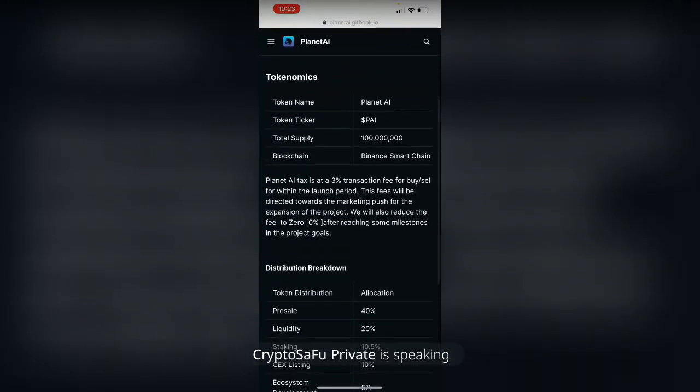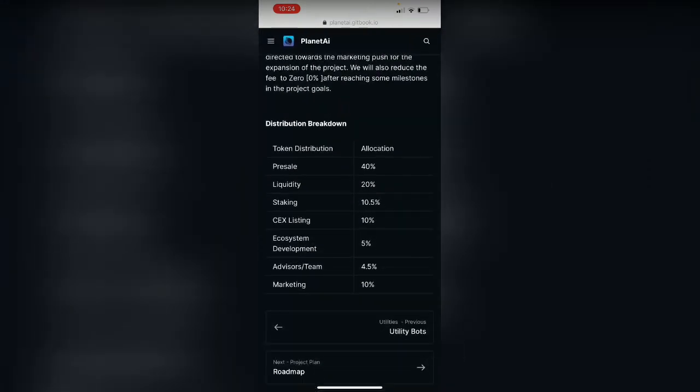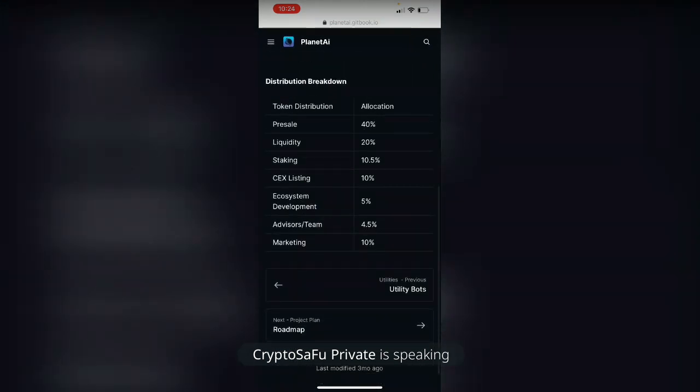So when I get here, what am I seeing? Their total supply is 100 million. And I need to know how they've distributed this token. Then let me come down here. I can say that they did a pre-sale of 40%, liquidity 20%, staking 10.5%, listing on centralized exchange 10%, ecosystem development 5%, team 4.5%, and they are using 10% of their token for marketing. Yes, then I'm comfortable about this.